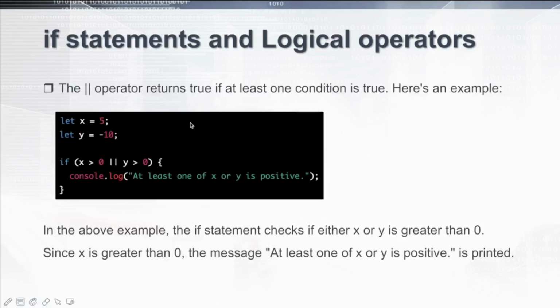We can also use the logical OR operator, and it returns true if at least one condition is true. When you have the logical OR operator, you can use it on two or more expressions combined together. At least one condition has to be true to get the overall response to be true. So if any of these is true, then the overall response is going to be true. So at least one of x or y is true.